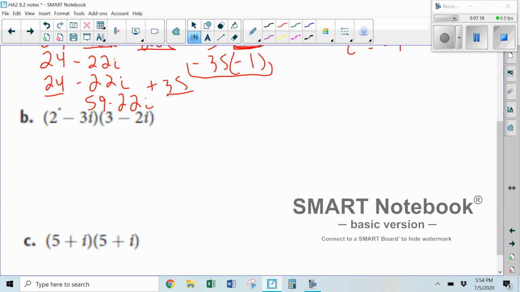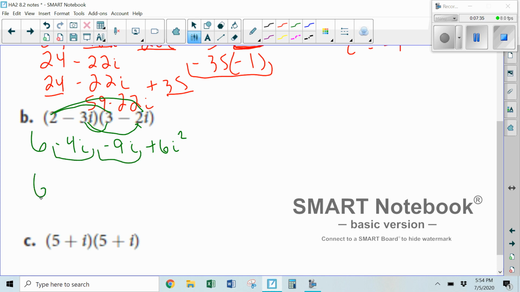Part B, distribute the 2. Distribute the negative 3i. Check your work. Let's combine our i's. So I have 6 minus 13i. And remember, i squared is negative 1. So that's 6 times negative 1, which is negative 6. Now 6 and negative 6 give me 0, so I just end up with negative 13i.